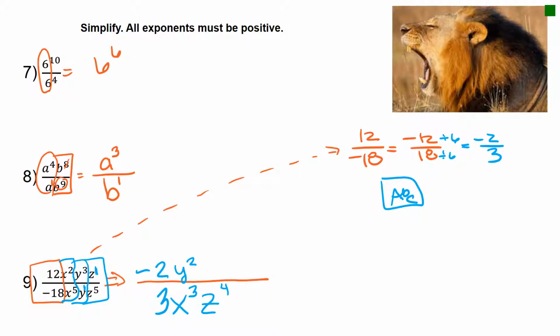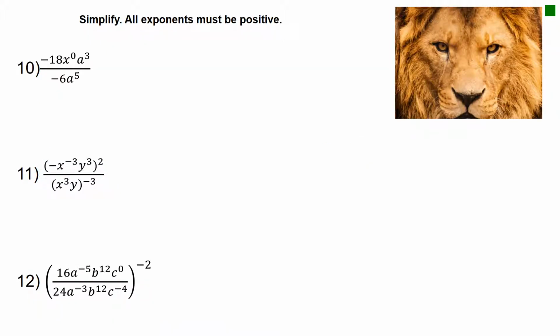All right, I've got one more slide. And on this one, I would play the stay or move game because I see those negatives, but it's a negative number and a negative number. I do not do the stay or move game there. What I say is a negative over a negative cancels and gives me a positive. So I'm going to clean this up. 18 over 6 is 3 over 1.